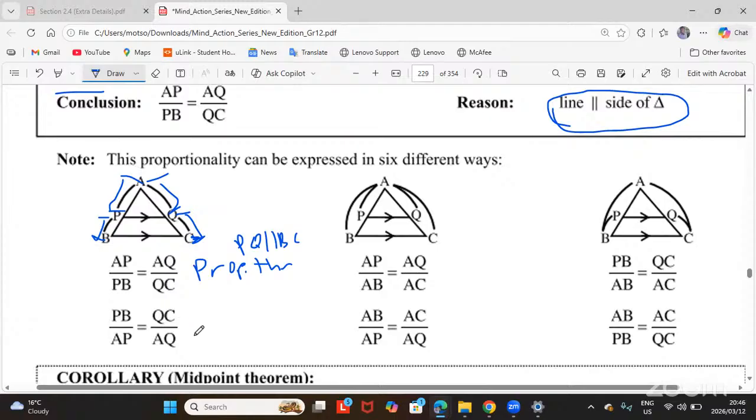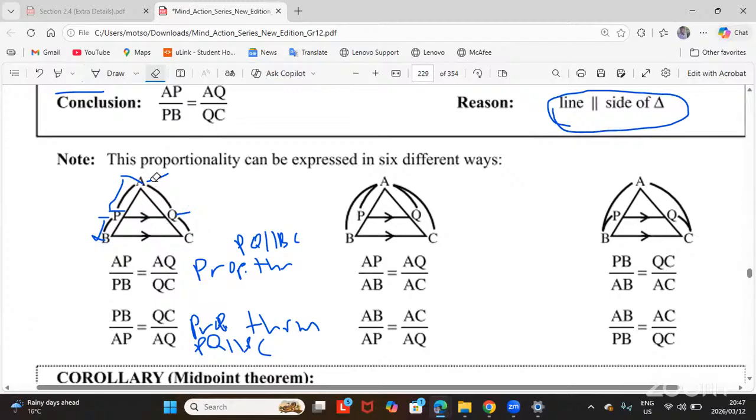The reason is because the proportionality theorem is applicable here. Then the reason comes again: why do we say the proportionality theorem applies here? Because this line is parallel to this line. PQ is parallel to BC. I hope that makes sense.